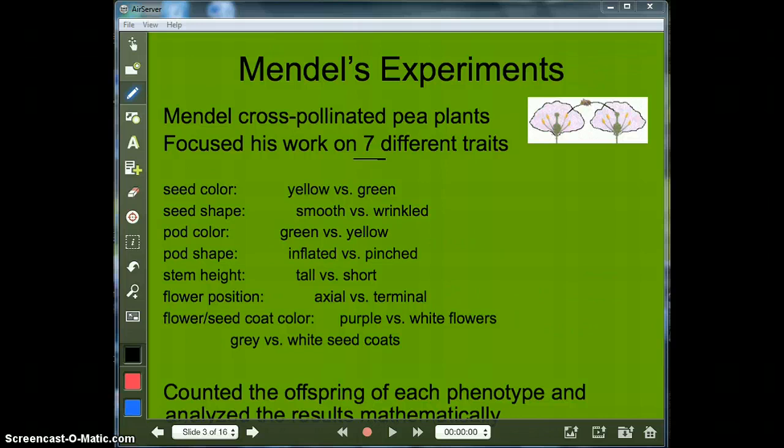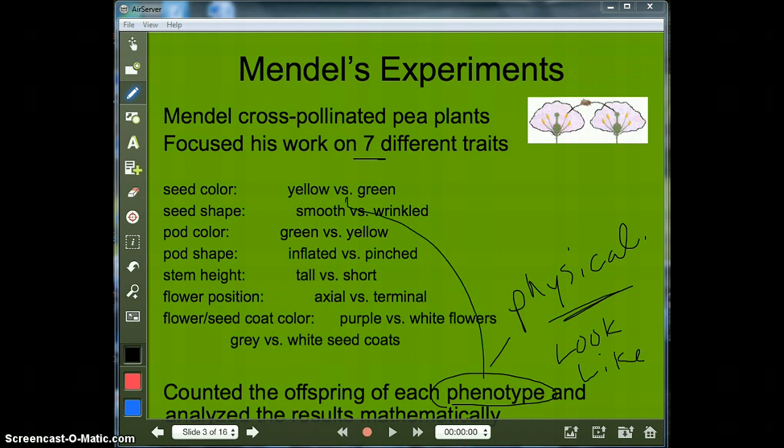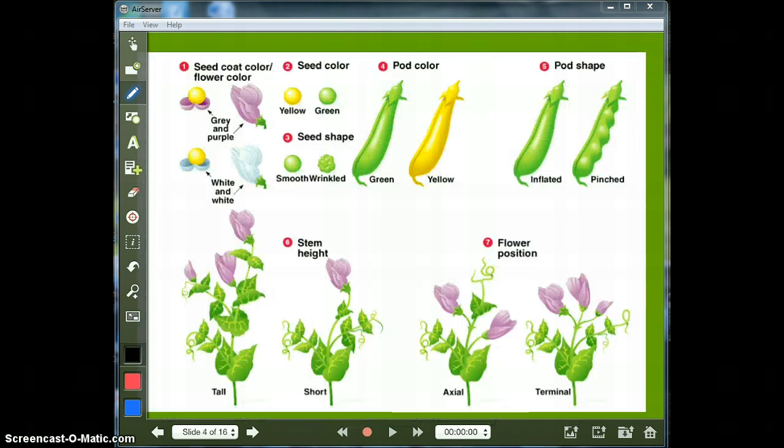What he did in his experiments was use mathematical ratios and identify each phenotype. That term, which you're going to see here in a little bit, really refers to the physical appearance. What does it look like? Is it yellow or green? Is it inflated or pinched? Is it tall or short, and so on and so forth? That's what a phenotype is.